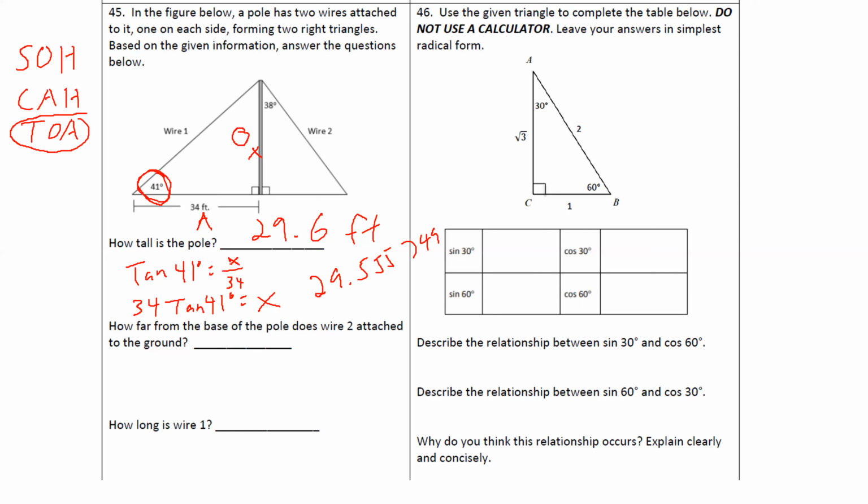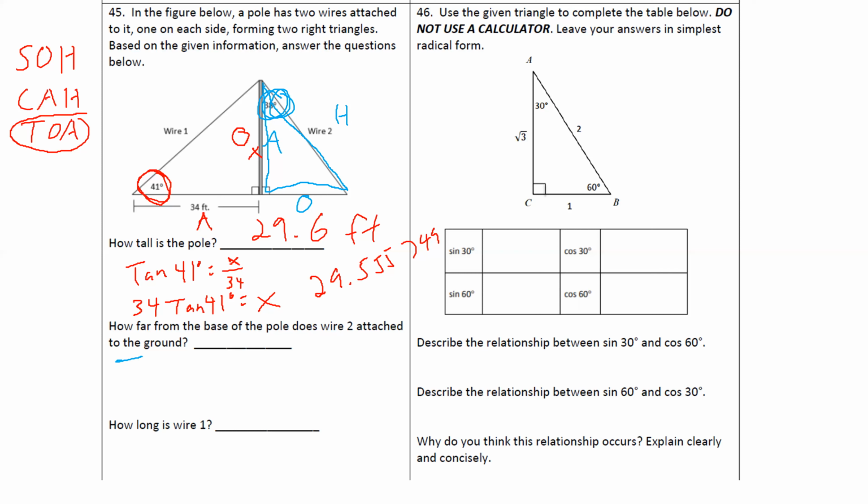So now we are no longer using that original triangle. We're now using the other triangle that they gave us. So now, focusing on this triangle over here, 38 is at the top. This piece that we had just solved for where X was, this is now our adjacent, and this is our opposite, and wire 2 is our hypotenuse. So on the next question, how far from the base of the pole does wire 2 attach to the ground? Well, we have the adjacent, and we need to find the opposite. So actually, we're doing almost the exact same thing.